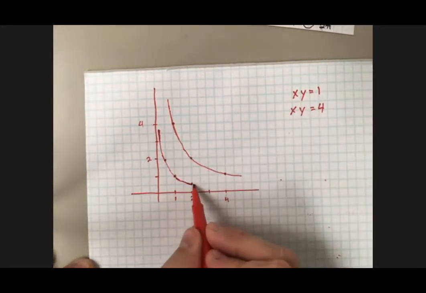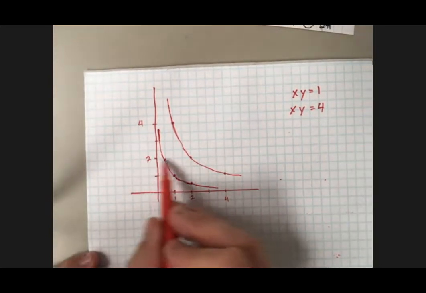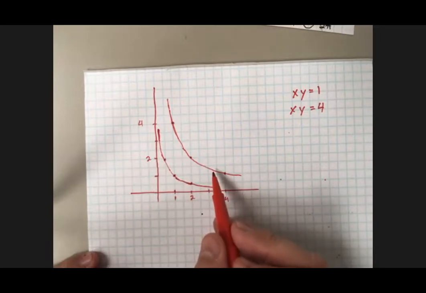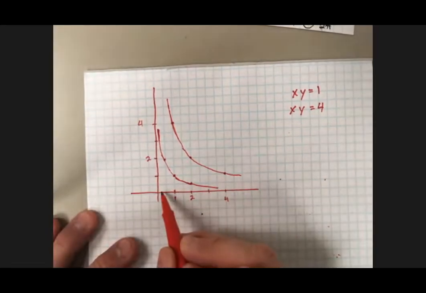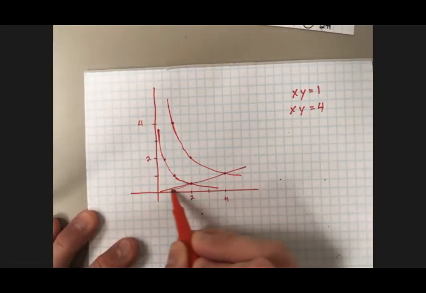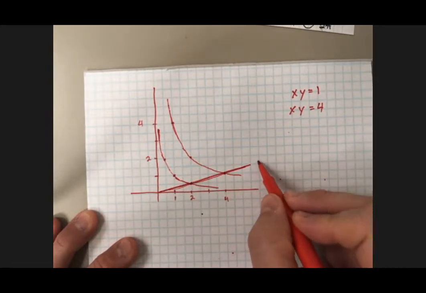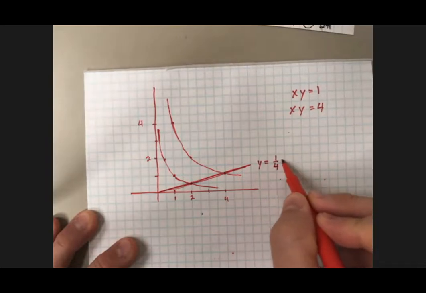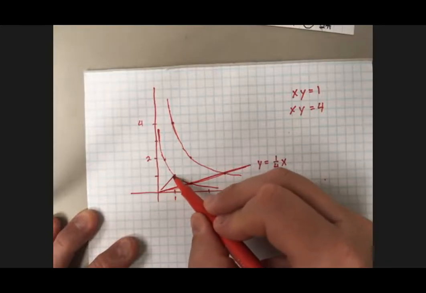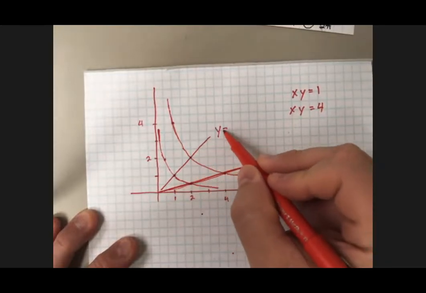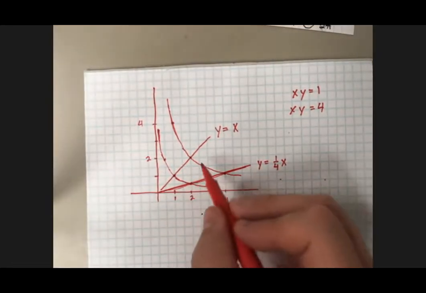I'm slightly altering the region we did a second ago. But now instead of from 1 to 2 nicely cut off on the y-axis, what if I cut this off on a line through the origin, like y equals 1/4 x? And what if I cut this off on this line right here, y equals 1 times x? Let's let this be my region.